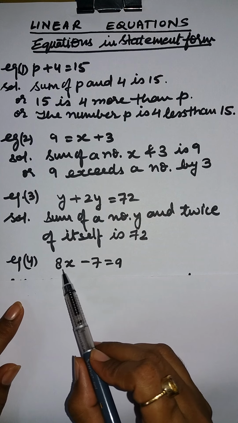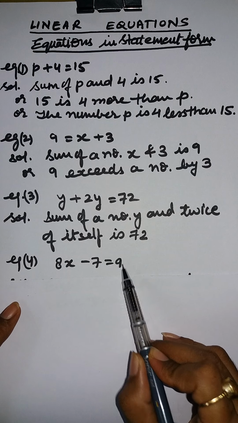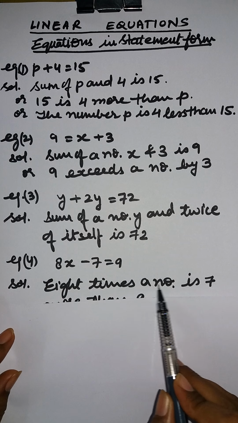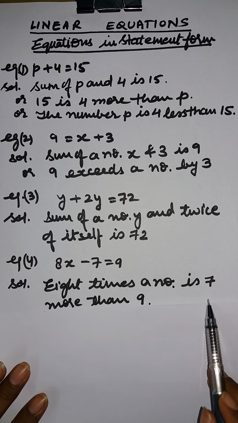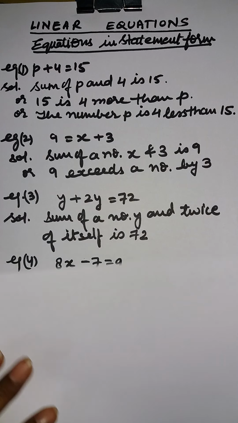One more example, 8x minus 7 is equal to 9. So we can write 8 times a number is 7 more than 9. Here we conclude this topic.